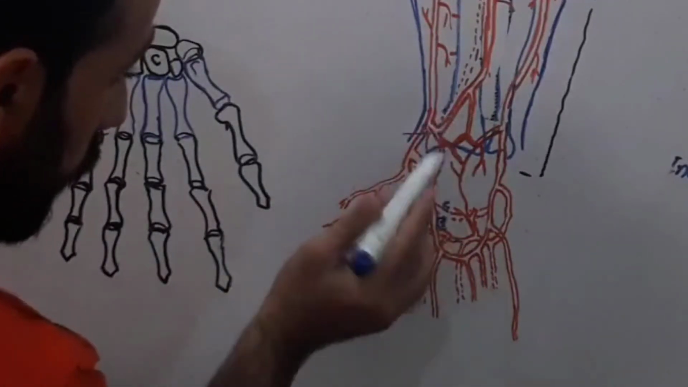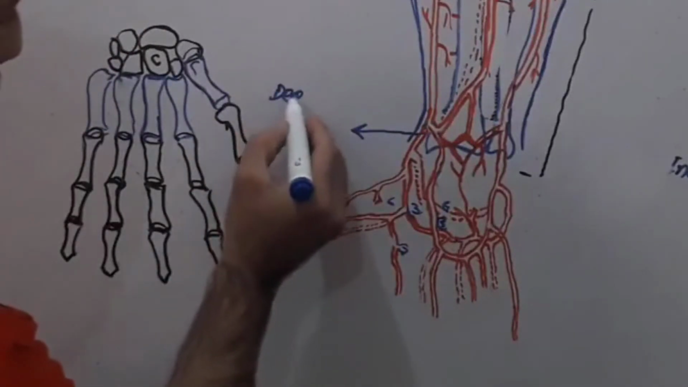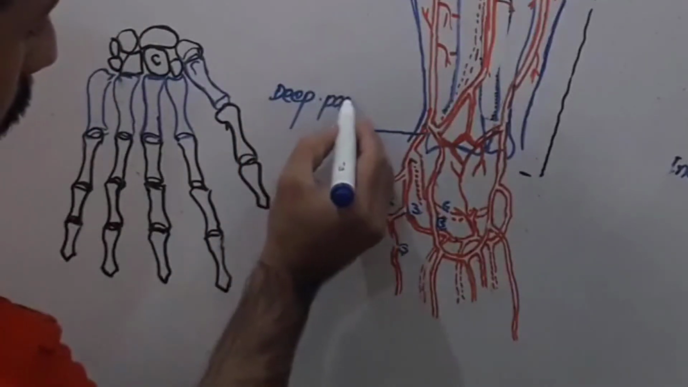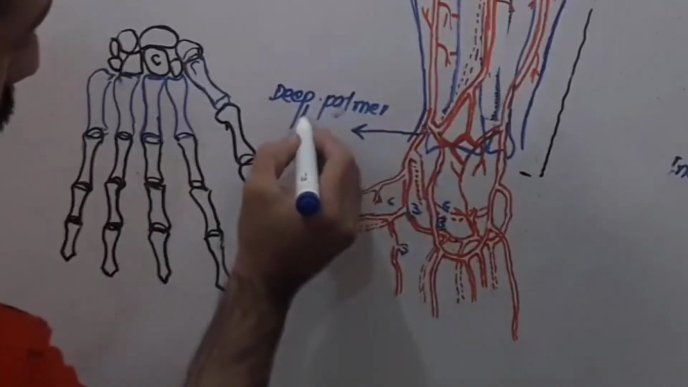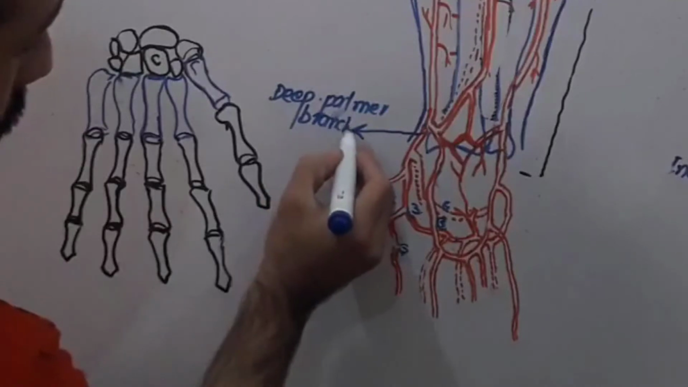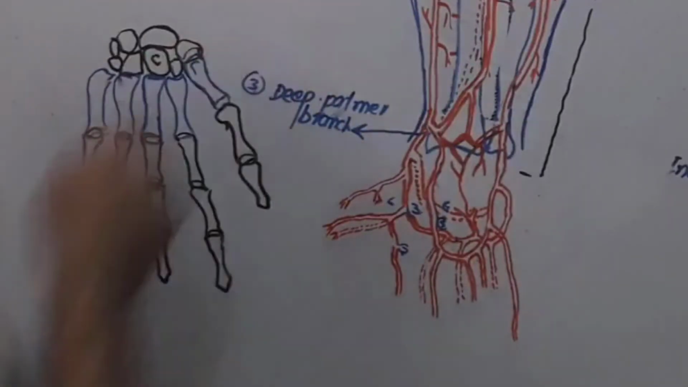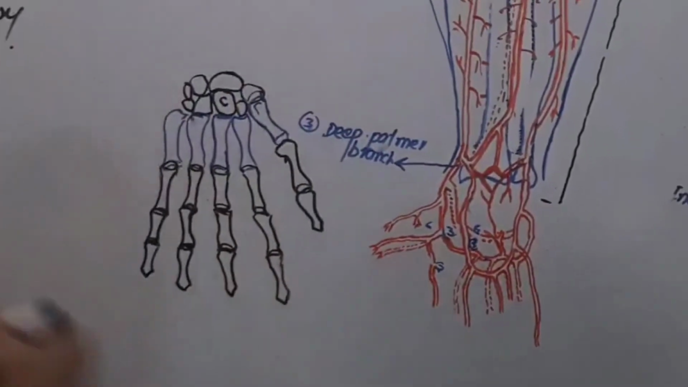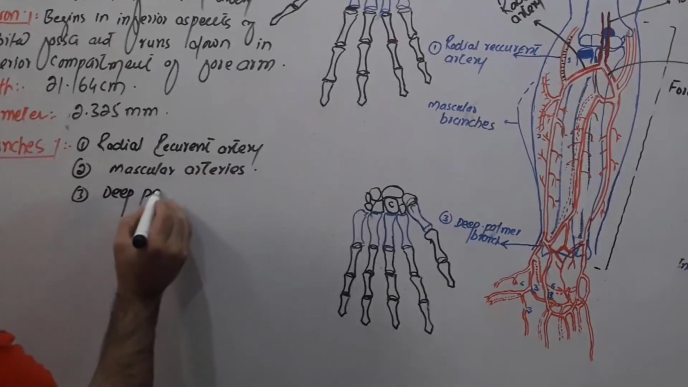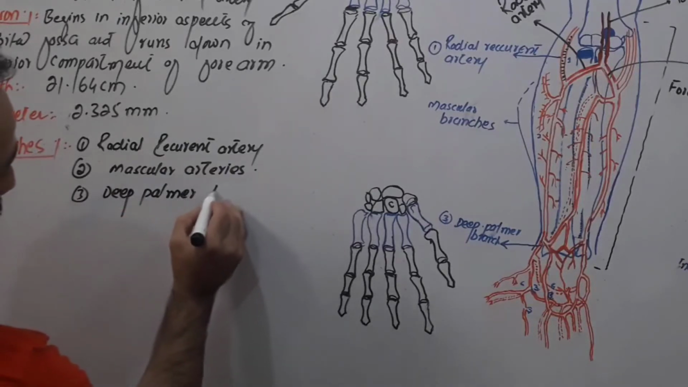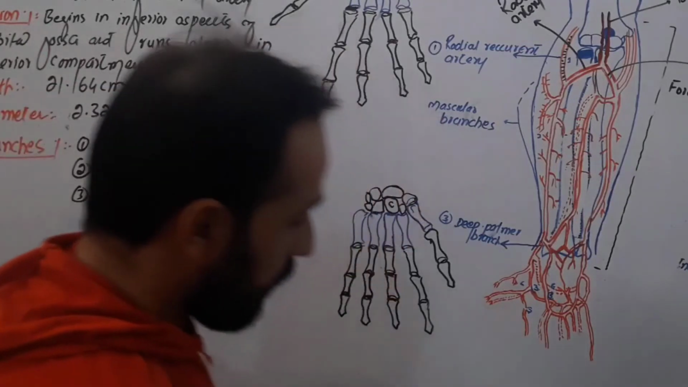This first branch, this is the deep palmar branch. Okay, done with it. This is the third artery, the third branch of this radial artery. So let me write it here. The third one, deep palmar branch. Okay, then there is the fourth one.